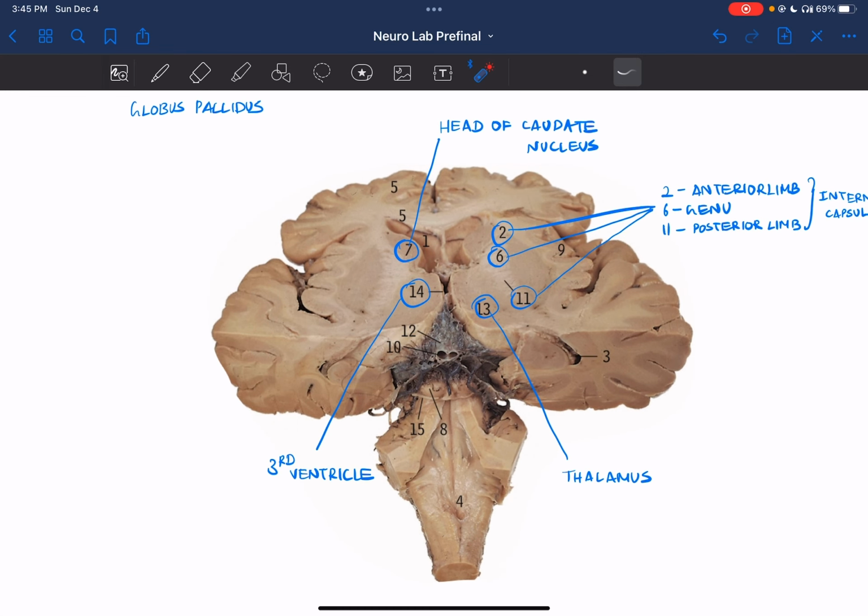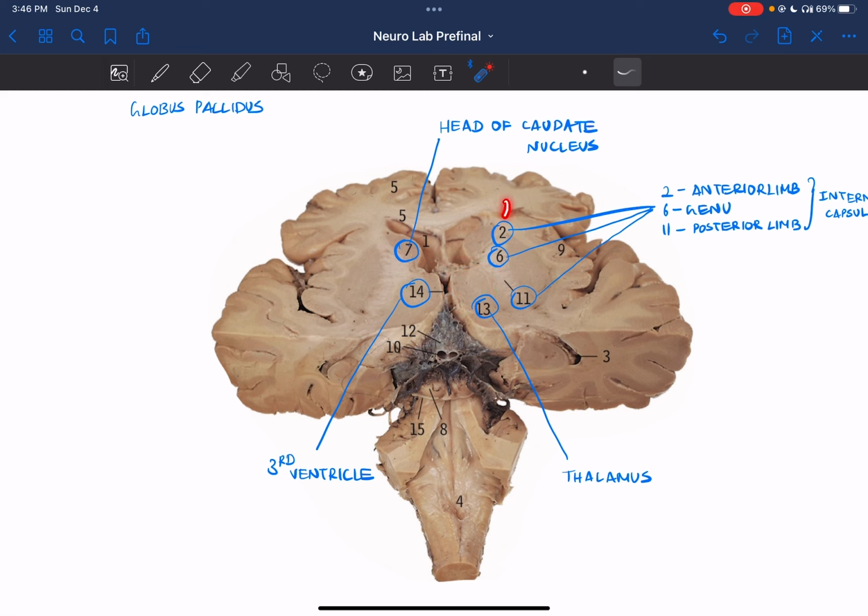Now, what about this again? So here you can see this 14 is the third ventricle. And as I said, this is your thalamus. 14 is this part, your third ventricle, and the thalamus lies laterally to both the ventricles. So that is why it is over here.